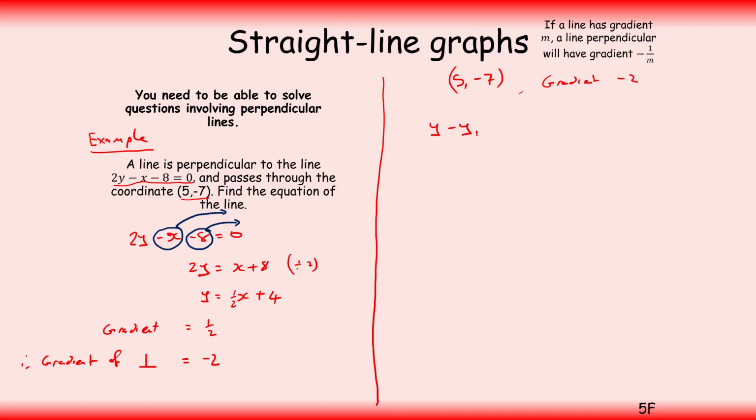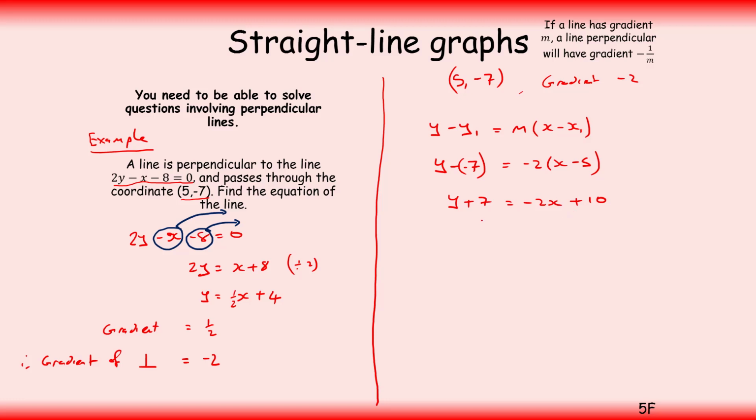y minus y1 is equal to m times x minus x1. So I've got the coordinates x1 and y1. So if I plug that in, y minus minus 7 is equal to m, which is minus 2, times x minus 5. Expand and simplify, so that becomes y plus 7 is equal to minus 2x plus 10.